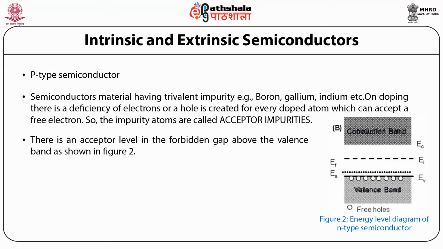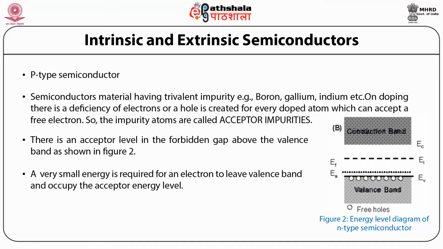There is an acceptor level in the forbidden gap above the valence band, which is clearly shown in this figure. So a very small energy is required for an electron to leave the valence band and occupy the acceptor energy level.